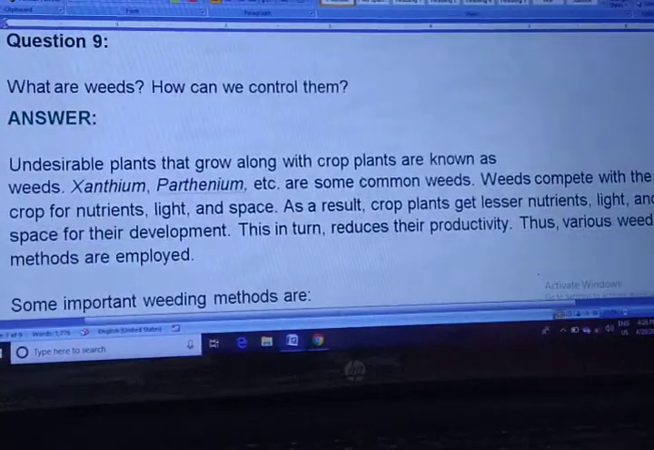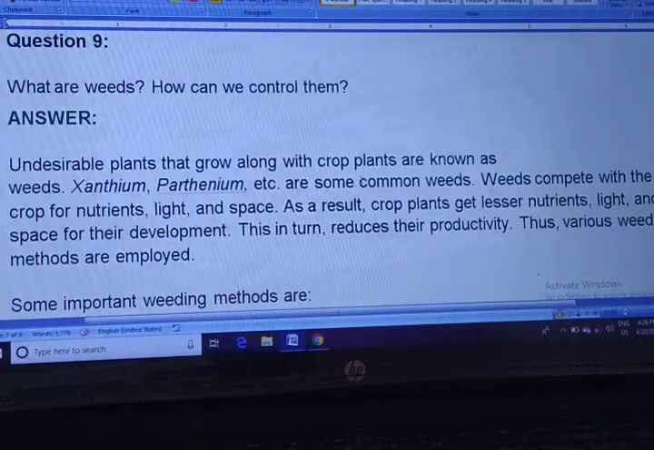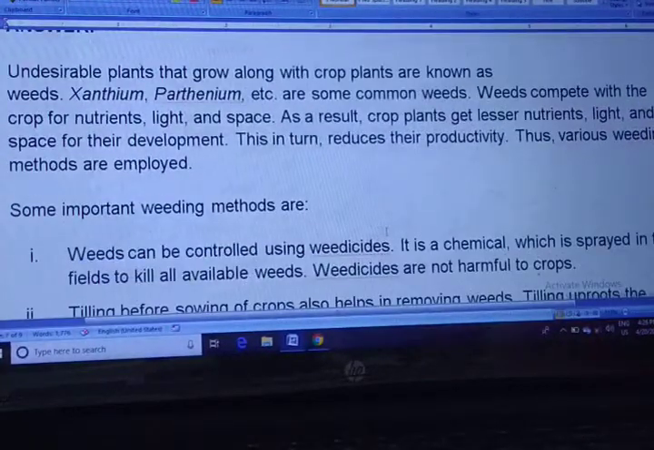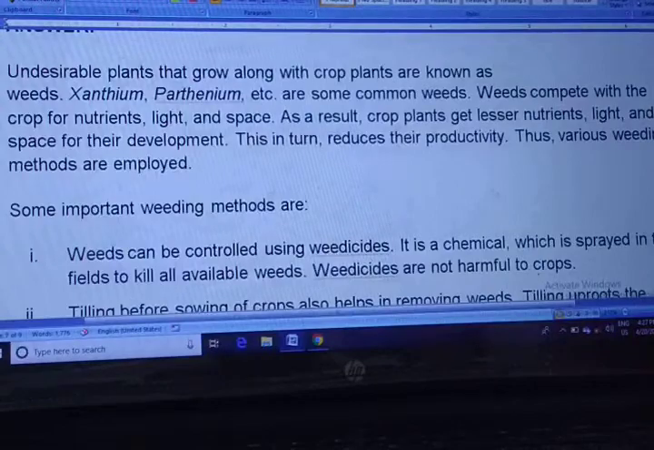Now, ninth question, what are weeds? How can we control them? Undesirable plants that grow along with the crops are called weeds. Xanthium or Parthenium are examples of these common weeds. Weeds compete with the crop for nutrients, light and space. As a result, the crop gets less nutrition, light and space for development. This in turn reduces productivity, thus various weeding methods are employed.